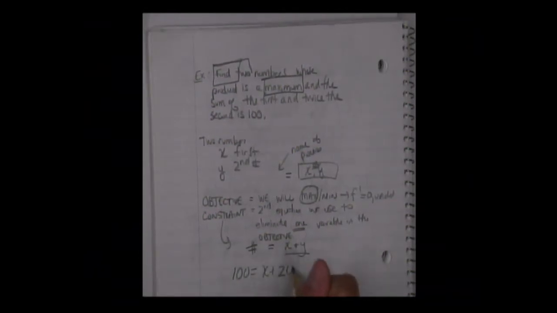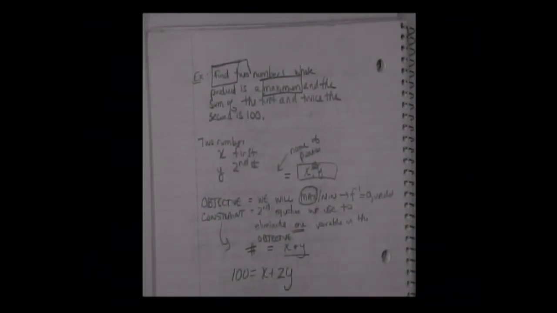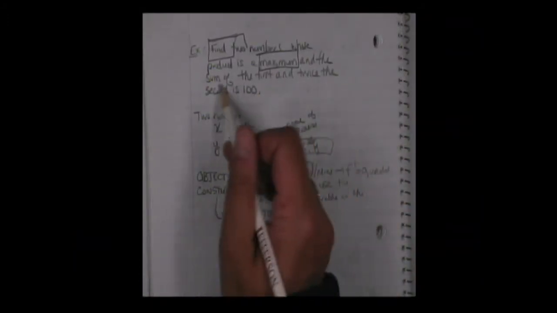In many of these, as you look at the problem, you're going to start to see two equations that jump out at you. Anybody want to take a shot at one of the two equations? X plus 2y. So Ryan says 100 equals x plus 2y. That's this piece. The sum of the first and twice the second is 100. So Ryan, objective or constraint? That's the constraint.